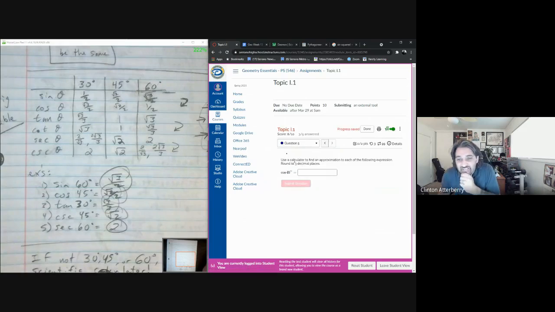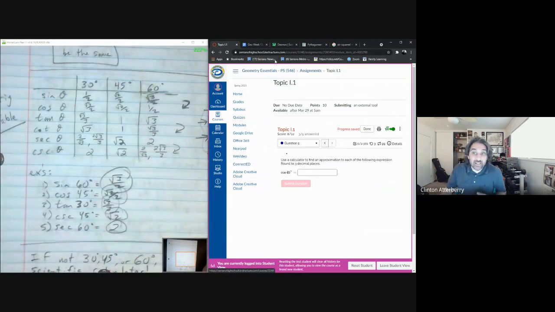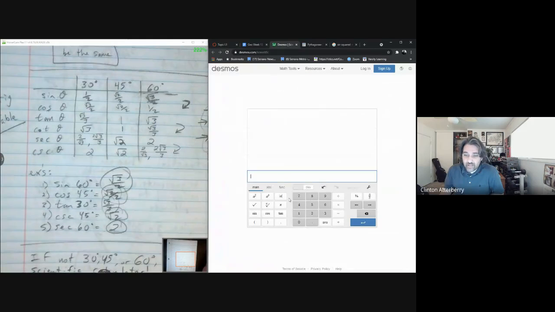Okay. Question 5. This one says to use a calculator and round it to 3 decimal places. So cosine of 45, you can just go here. Cosine 45 is square root of 2 divided by 2. So you have 2 options. You can either just say the square root of 2, divide that by 2, and make sure it looks like this and tells you 0.707. Or you could actually type in cosine 45. You can do the same thing. It says 0.707. They'll give you the same answer.